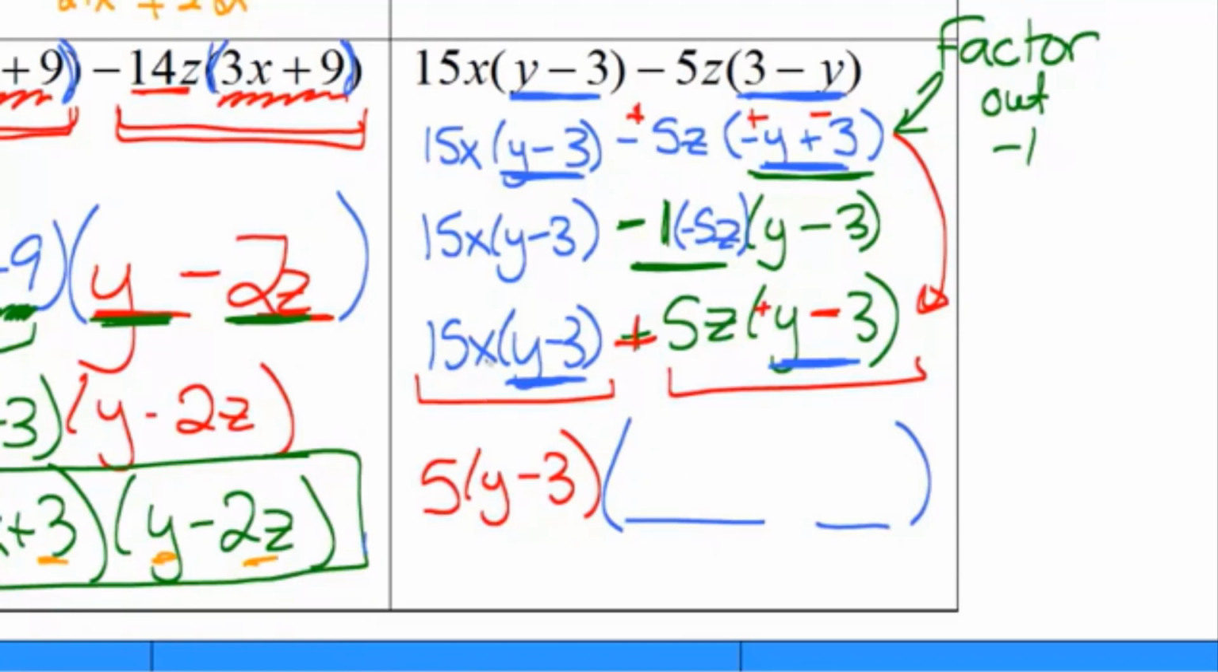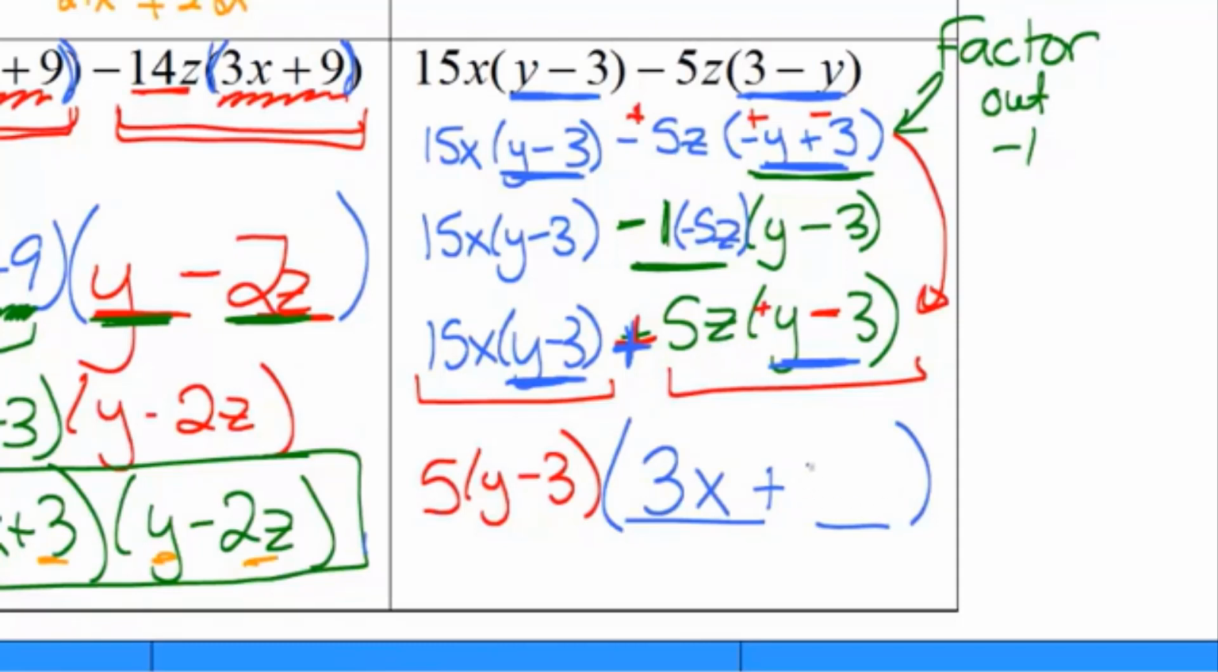In the first term, I have 15x times y minus 3 divided by 5 times y minus 3. Well, 15x divided by 5 is 3x. Y minus 3 divided by y minus 3 is 1. I don't really need to write multiply by 1, because whenever you take a term and multiply by 1, it really doesn't do anything. Now I have a plus, because remember, when we took a negative times a negative, that turned into a plus sign right here.